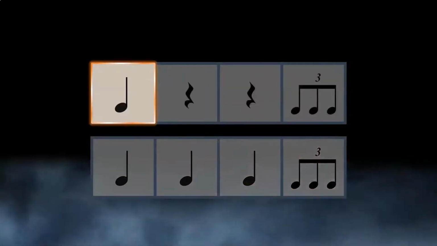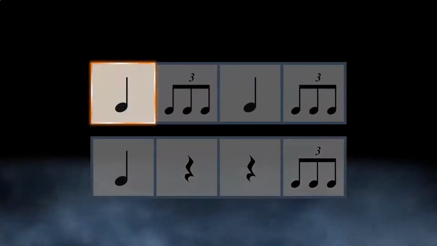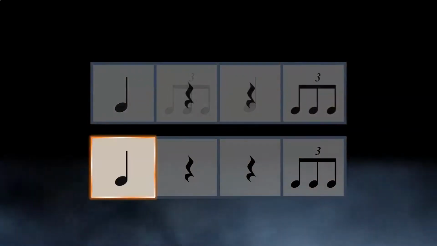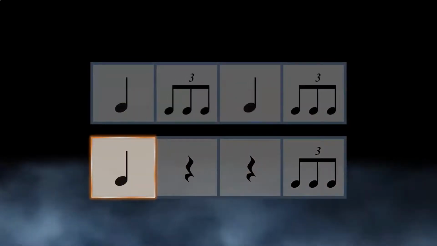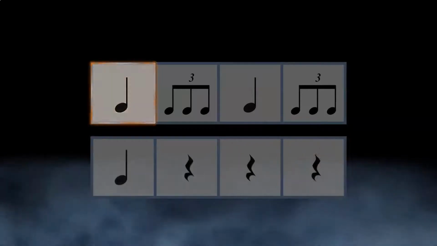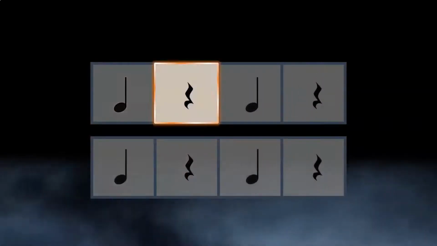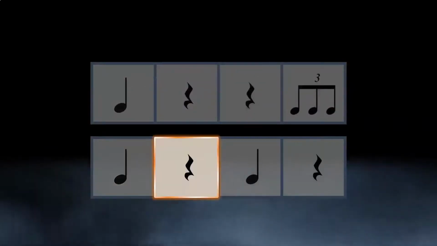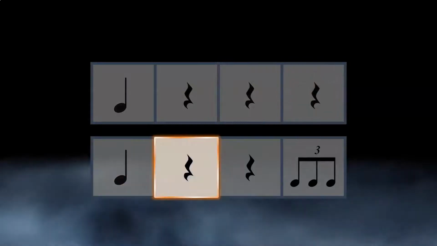Ta. Triplet ta. Triplet ta. Triplet ta, triplet ta, triplet ta, triplet ta, ta, ta, ta, ta, ta, triplet ta, triplet ta.